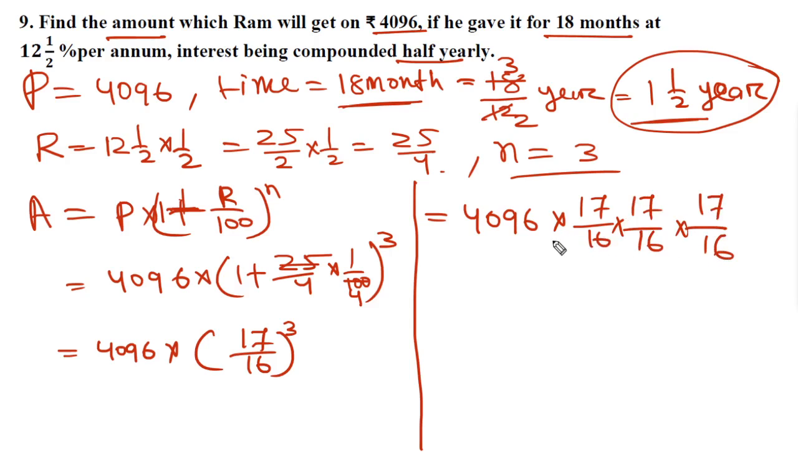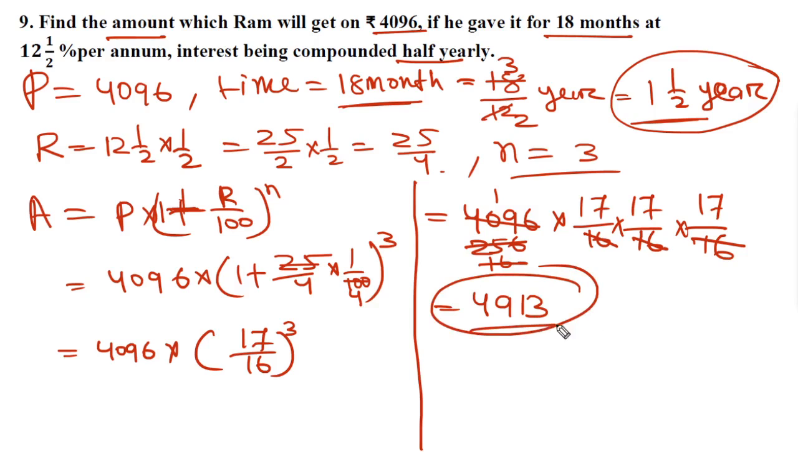Now we'll cancel it. First we'll cancel with 16. It will be 256 here. Then again, the 16 square is 256, so it will be again 16. Again you cancel this 16 with this 16. So the remaining will be 1. Now you have to find 17 into 17 into 17. So it will be 4913. So 4913 will be the amount in this case. So this is your answer.